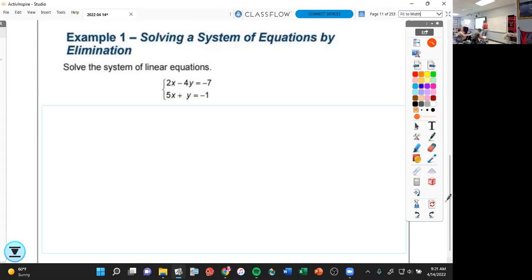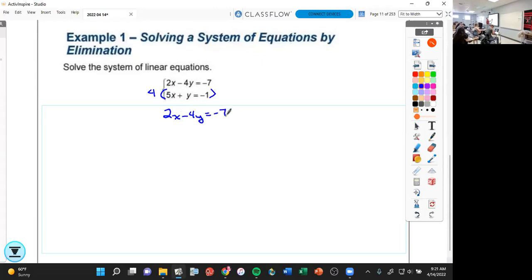Multiply the second equation by 4. So I will take equation number 2 and multiply the entire thing by 4. The first equation, I'll go ahead and write it down: 2x minus 4y equals negative 7. Multiplying equation number 2 by 4 gives us 20x plus 4y equals negative 4.